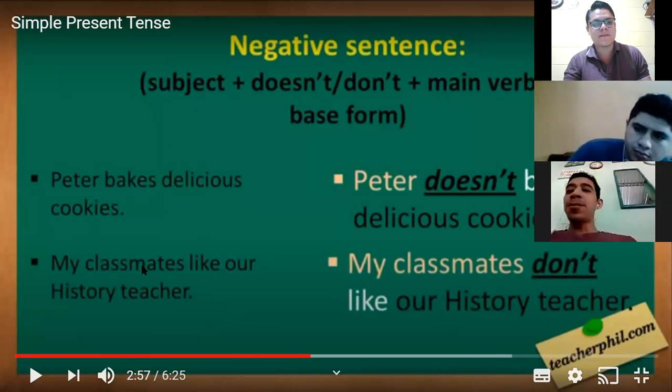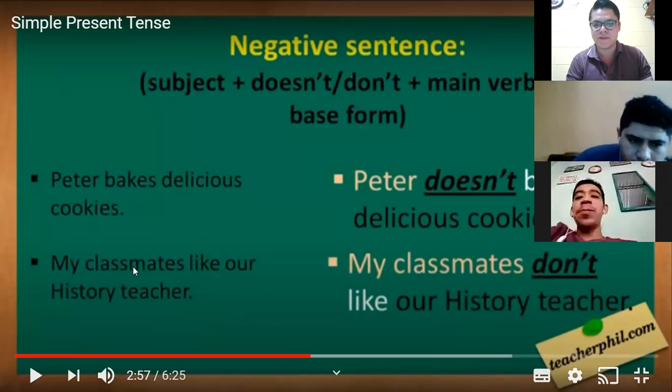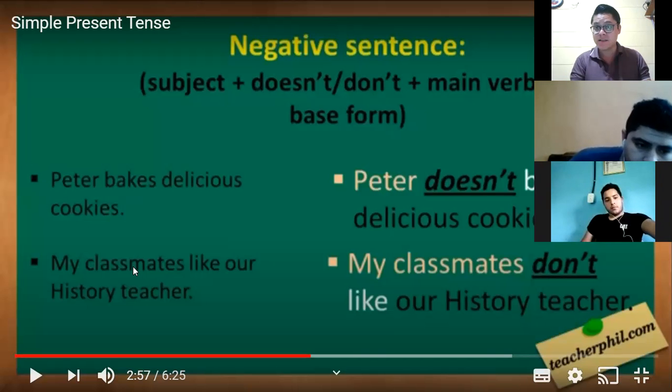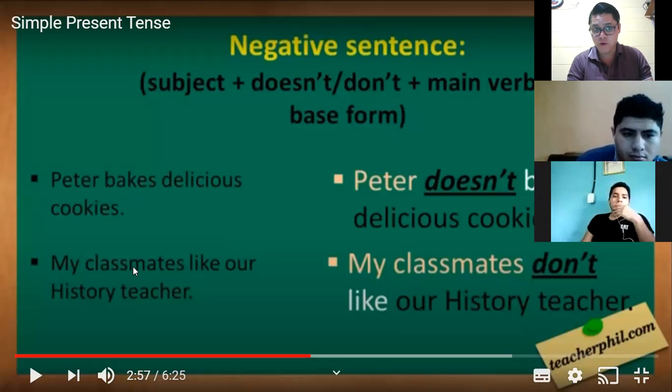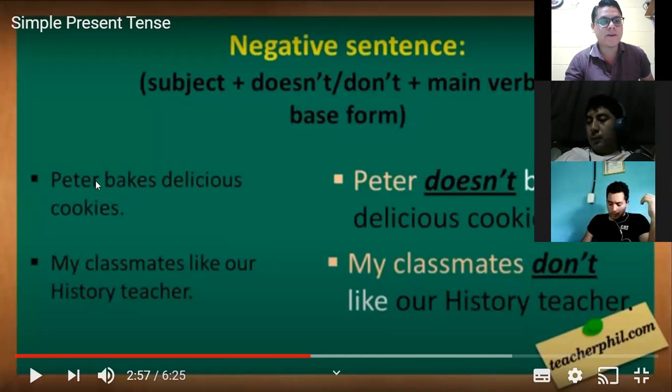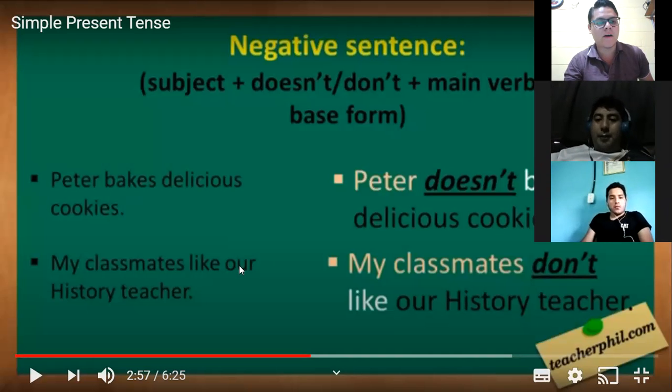My classmates. What is the subject pronoun for my classmates? We. Are you including yourself? Oh, they. Okay, it's they. So that's what you use right here: don't. So Peter bakes delicious cookies. Peter doesn't bake delicious cookies. My classmates like our history teacher. My classmates don't like our history teacher.